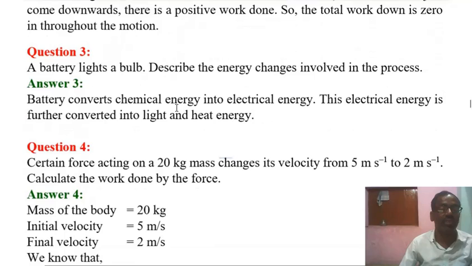Let's see the next question. A battery lights a bulb. Describe the energy changes involved in this process. The battery converts chemical energy into electrical energy. The electrical energy is further converted into light and heat energy. So this is the exact answer of question 3. Hope that there is no problem to understand.